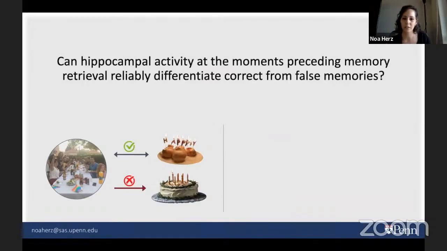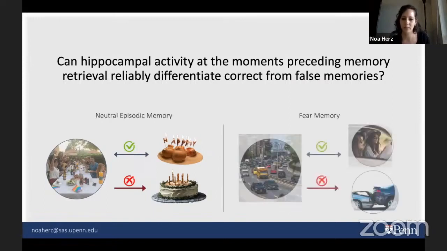So that was the first research question that we asked. We wanted to know whether hippocampal activity at the moments just preceding memory retrieval can reliably differentiate correct from false memories. And this is interesting not only from a scientific perspective, but also from a clinical perspective, because in some cases, falsely recalling a certain detail might be detrimental to mental health. That might happen, for example, in post-traumatic stress disorder, where somebody can think about the traumatic incident under context that is actually safe and dissimilar to the originally encoded context.